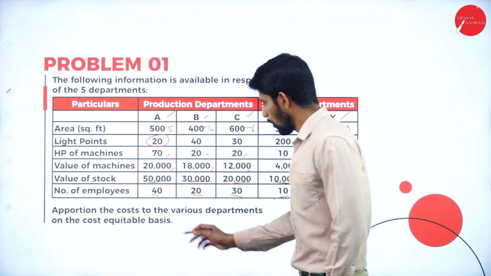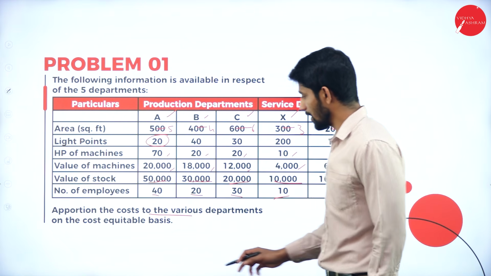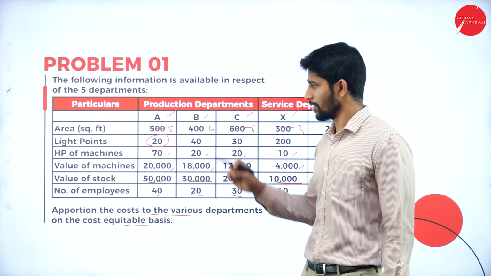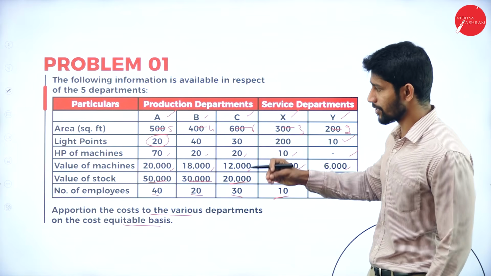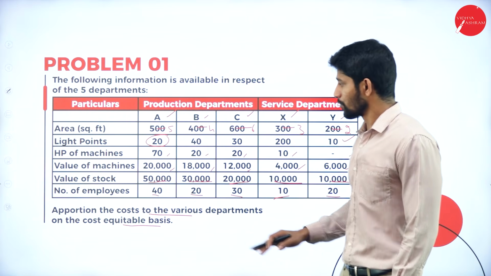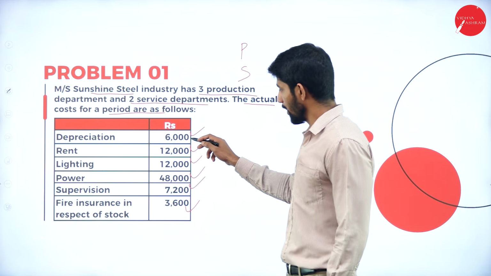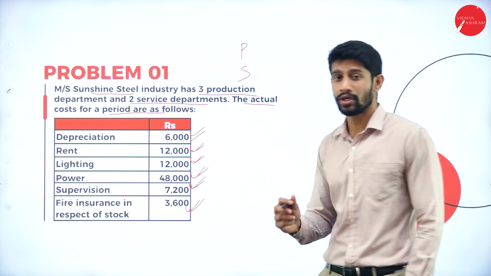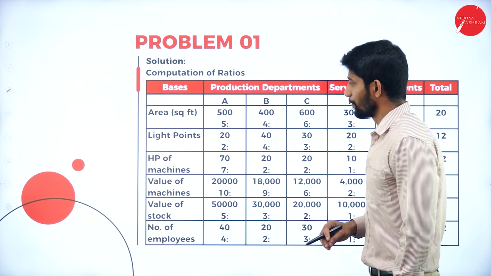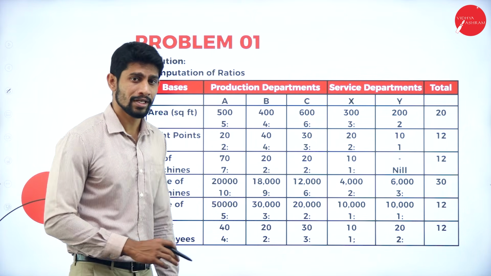So apportion the cost to the various departments on an equitable basis. Here everything is given: area, light, HP, value of machines, value of stock. Based on this, you are supposed to allocate these different expenditures to different departments. Now, solution. First, you are supposed to find out the ratio.